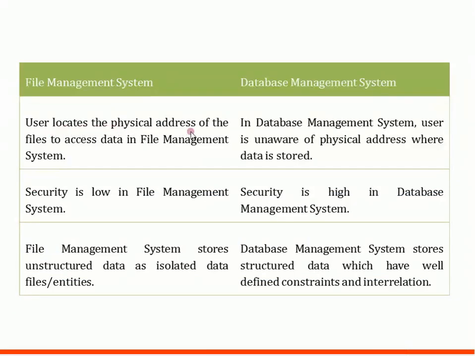And the user locates the physical address of the files to access the data in the file management system, whereas in case of database management system, the user is not aware of where this data is physically stored. The security is low in case of the file management system, and this security is high by having some constraints in the database management system, which will be familiar when moving towards the topics. The file management system stores data in an unstructured manner. So you have isolated data files. Each of these files has a different format and they are stored in different places. Whereas the database management system stores structured data with well-defined constraints and interrelation.